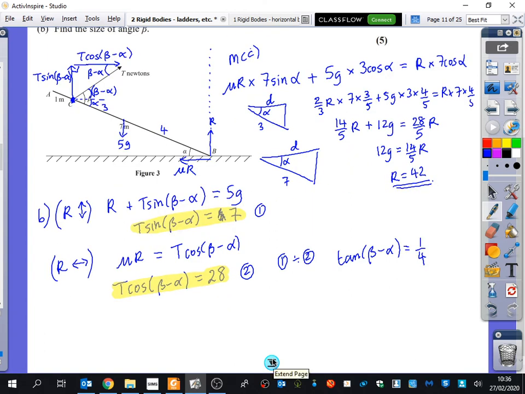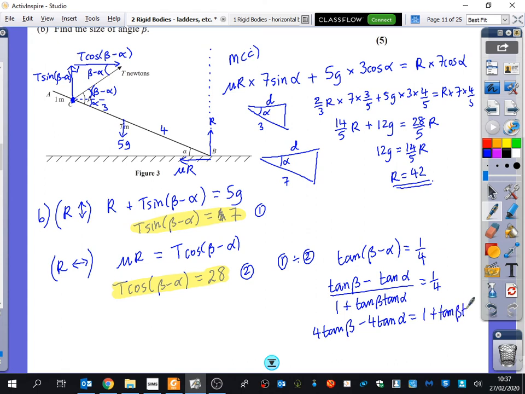What is the expansion of tan(beta minus alpha)? It's tan beta minus, because it's a minus, tan alpha, over 1 plus tan beta tan alpha, equals 1/4. So if I multiply these up, the 4 up here, I have 4 tan beta minus 4 tan alpha equals 1 plus tan beta tan alpha.